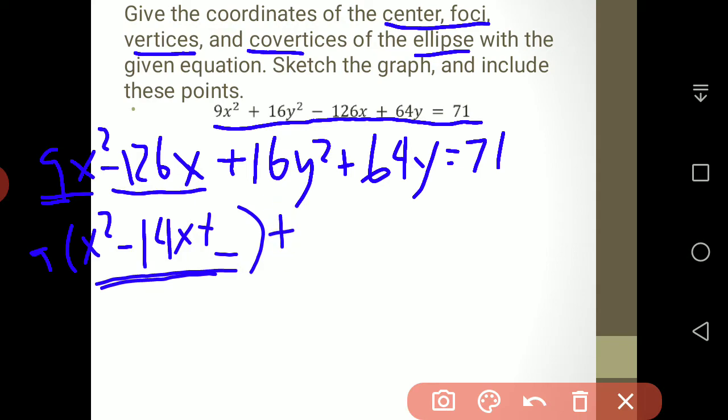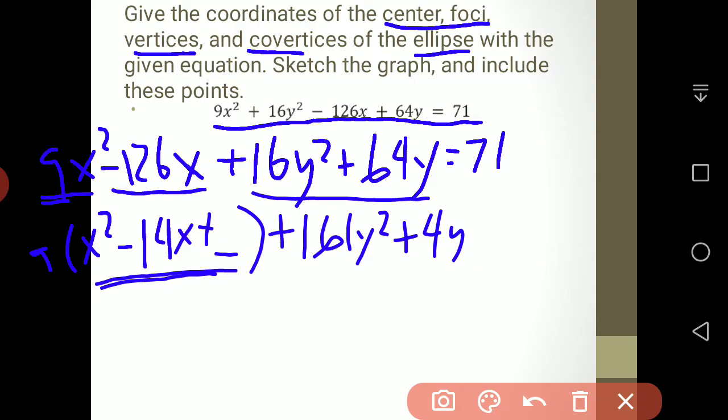Same will be said here. So extracting 16 again. Now 16y squared divided by 16, that's just y squared. Then 64y divided by 16, that will be equal to 4y, plus a space, trying to achieve a perfect square trinomial again, now equal to 71. Then we are going to add what will be derived from it later on.